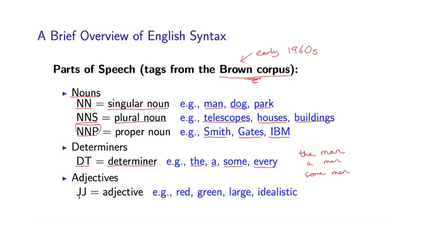And then finally we have adjectives. So JJ is used to refer to an adjective. An adjective could be a word like red, green, or large, or idealistic. And adjectives often come between determiners and nouns. So I can have strings like the red telescope would be one example where I have a determiner, then an adjective, then a noun.